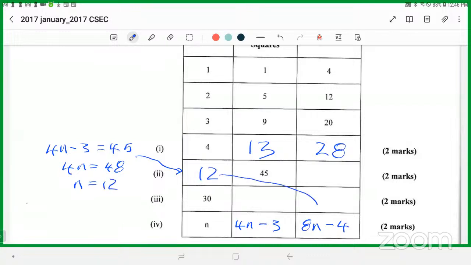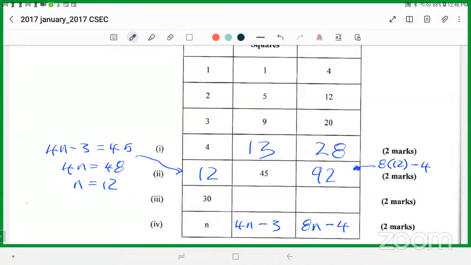I'm going to drop the n on 12 on this. I get 8 times 12. So right here becomes 8 times 12 minus 4. What does that work out to? 8 times 12 is how much? What does it work out to? 92?